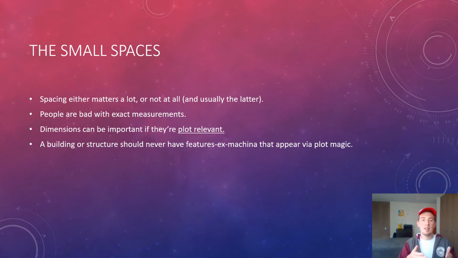So to my point of a building or structure should never have features ex machina, in my thesis, I have an escape scene. My characters are on a ship and they need to get off. They're down in kind of the dungeon hold at the bottom of it. And in an early version of this escape, I had a trap door that led up into a storage room, basically. But there was no reason for that trapdoor to be there. It made no sense. It was just a convenient way to get my characters out without killing them.